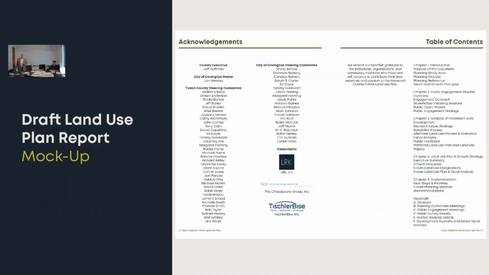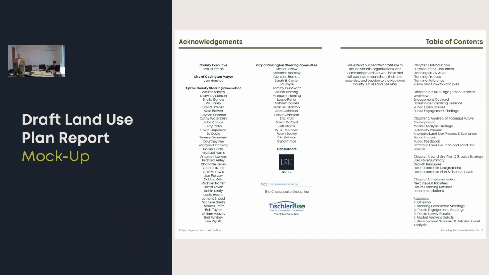So we're beginning to mock up the report itself. We're playing around with different formats. This is just a couple pages of what it might be. This particular mock-up shows an 8.5 by 11 side-by-side, maybe pages 2 and 3 or something. It might show acknowledgements, the table of contents that we talked about a little bit last time around.